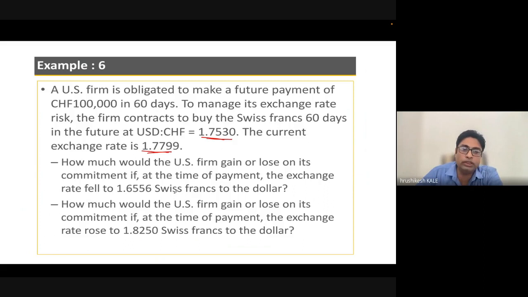Now the 2 questions are asked. The first question says, how much would the US firm gain or lose on its commitment if at the time of payment the exchange rate is 1.65? And the second question is, the exchange rate is 1.8. Now, let us try to solve this in an Excel sheet.